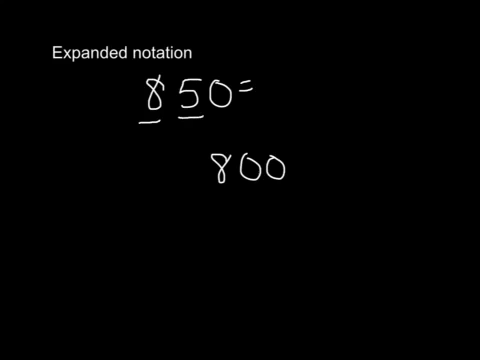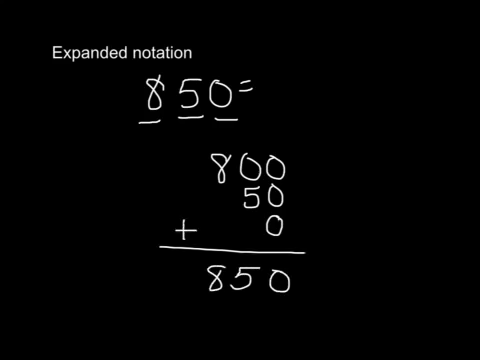5 is worth 50. 0 is worth 0. When we add these all up, we get 0, 5, 8, or 850. This is how we write 850 in expanded form. Let's have you try one.